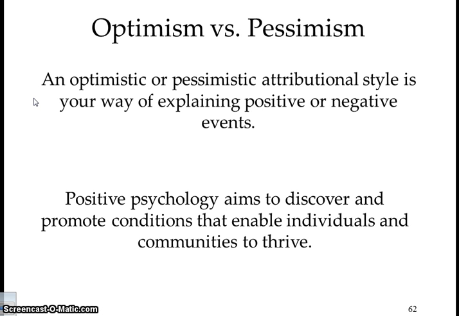Optimism versus pessimism. Optimism is someone who looks at the positive side of things, and positive psychology tries to actually improve individuals and help individuals thrive in their life. We know that optimistic people tend to live longer than pessimistic people. Now, pessimism is when you're in a negative way of explaining every event.